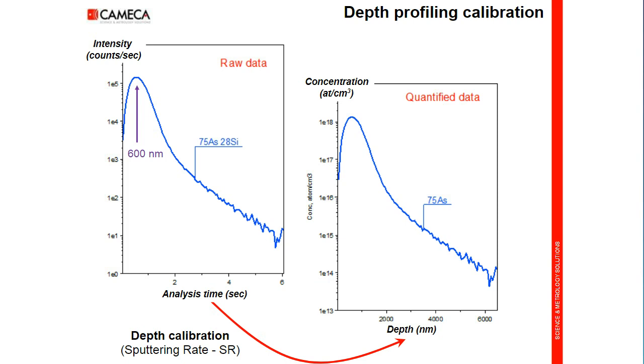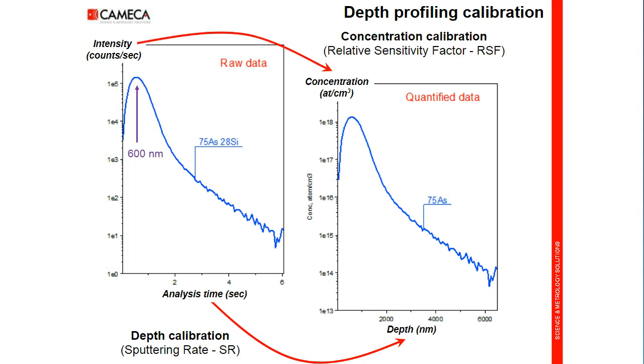The concentration calibration, conversion of count rate to concentration, requires a standard sample with same matrix composition measured using the same instrumental settings. From the depth profile on the standard sample, an RSF is calculated from the known implanted dose or bulk concentration. This RSF, relative sensitivity factor, is applied to the depth profile on the unknown sample to quantify the signal of the species of interest. For the ion implanted samples, the integral of the quantified depth profile provides the implanted dose value.